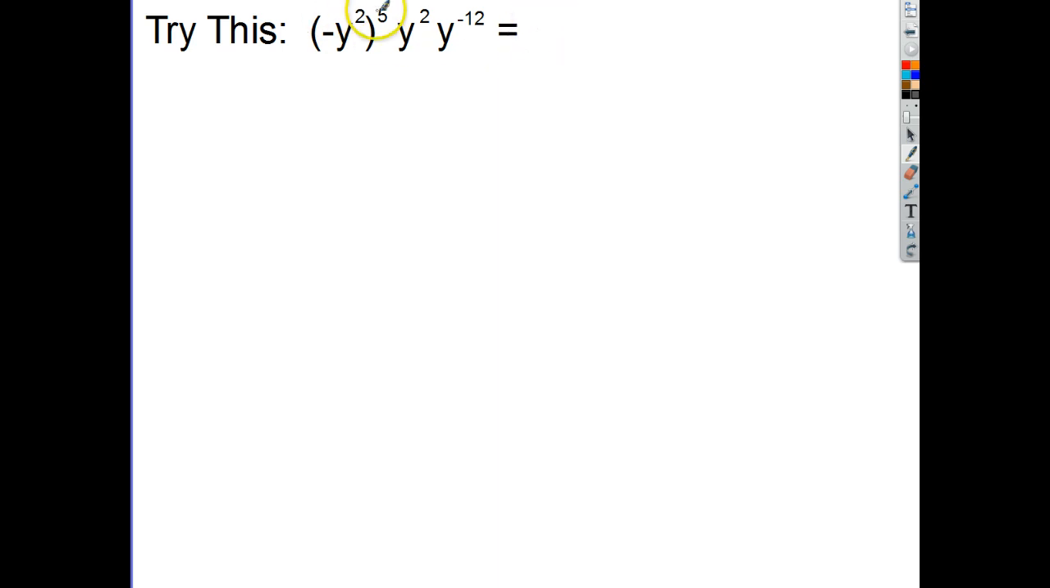Okay. All right, now think about this. We have to treat the negative separate from the y. An odd number of negatives is going to be negative. And this is going to be y to the 5 times 2, 10, times y to the 2nd times y to the negative 12. Okay, so the only number here we really have is like negative 1, so it's still going to be negative, and it's going to be y to the 10 plus 2 plus negative 12. Well, 10 plus 2 is 12, so we end up with negative y to the 0 power. Now y to the 0 power is 1, so we end up with negative 1 times 1, or the answer is negative 1.